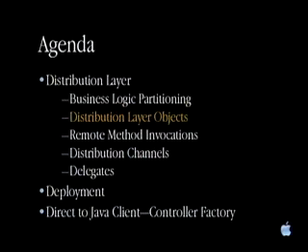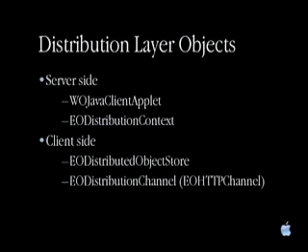Let's take a look at the objects that make this happen. There are 4 objects I want to point out to you. 2 on the server side, Java client applet and EU distribution context, and 2 on the client side, EU distributed object store and EU distribution channel, or actually EU HTTP channel, as we'll see later.